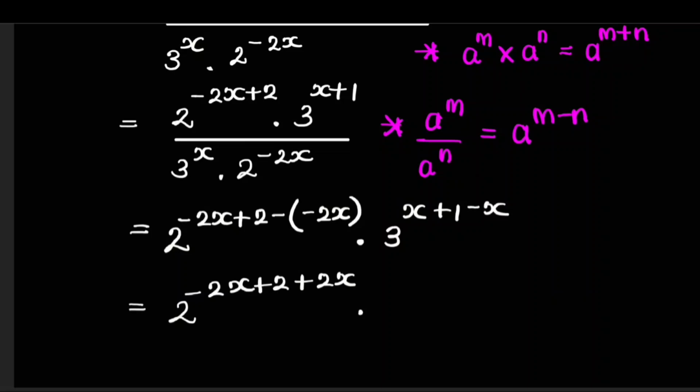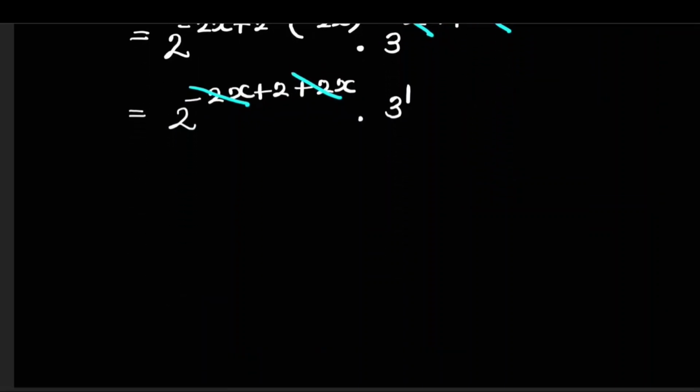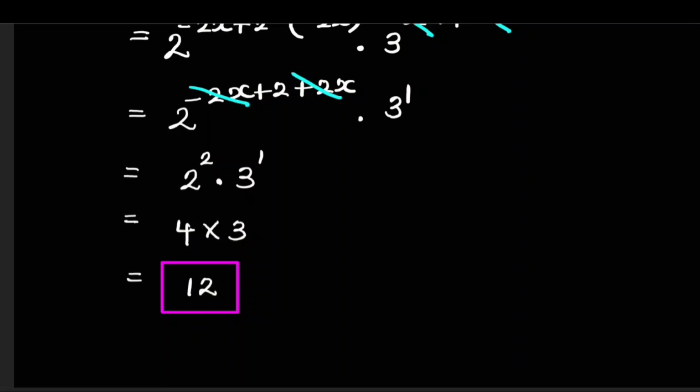So here's what we get, right? When we take this negative and we multiply into the bracket, it gives us positive 2x. But at this point, we notice that the minus 2x and the plus 2x cancel out with each other. And also, when we look at the base of 3 and we look at those exponents, x minus x cancels out with each other as well, leaving us with 3 to the power 1. Now what we're actually left with here is 2 to the power 2 times 3 to the power 1, and 2 squared is 4 that is multiplied with 3, so we get 12 as our answer.